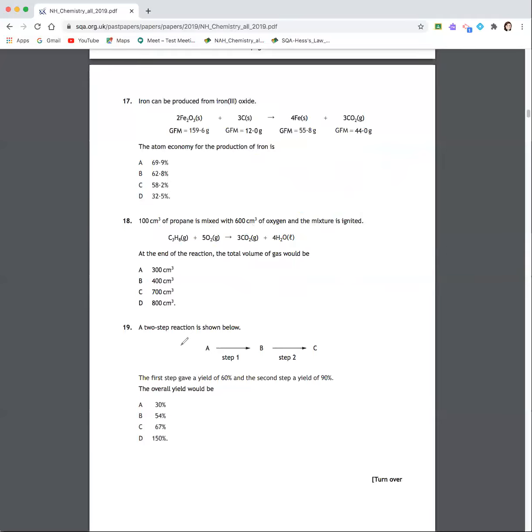So, question 19, the first step gave a percentage yield of 60%, and then the second step, the yield was 90%. This is a very odd question, to be honest. You're basically trying to find 90% of 60, because if you imagine starting with 100%, and then you end up with just 60%, and then you're getting only 90% yield from the 60%.